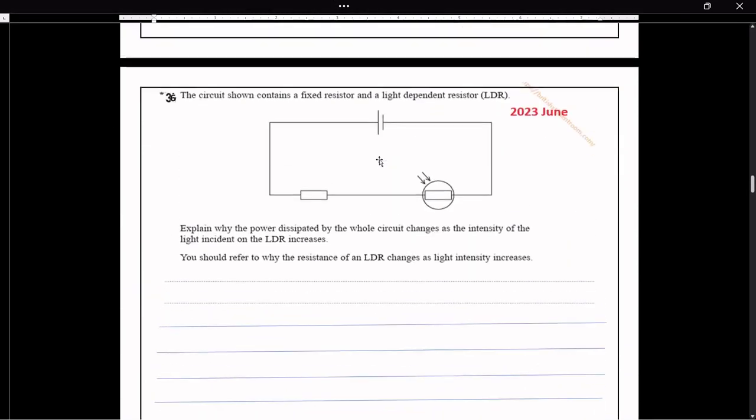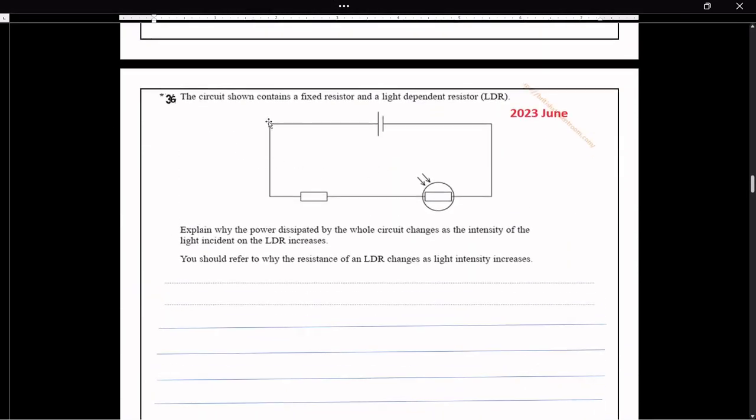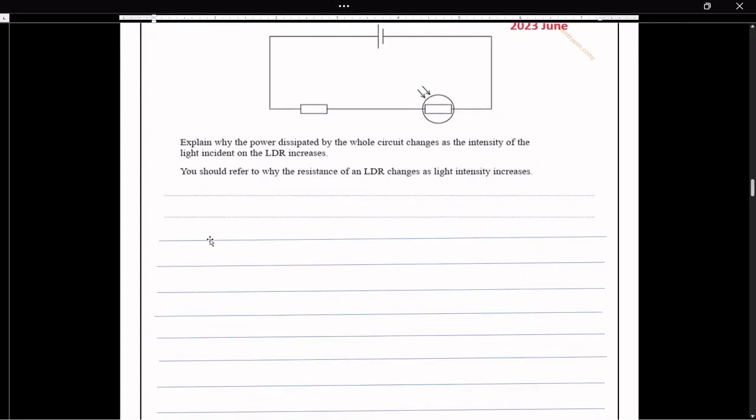Let's move on to the next part of the question. The circuit shown contains a fixed resistor and a light-dependent resistor, LDR. Explain why the power dissipated by the whole circuit changes as the intensity of the light incident on the LDR decreases. You should include the changes in the resistance of the LDR as the light intensity increases. This is a star question, so you have to develop the ideas correctly.